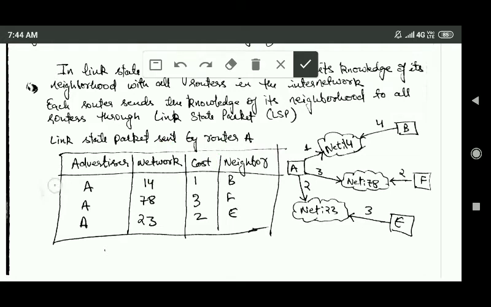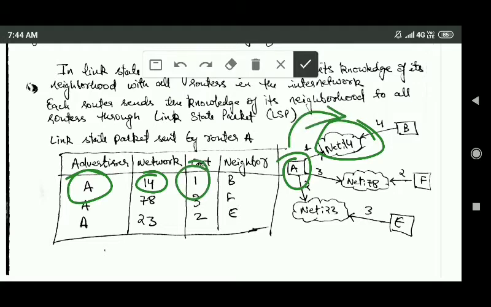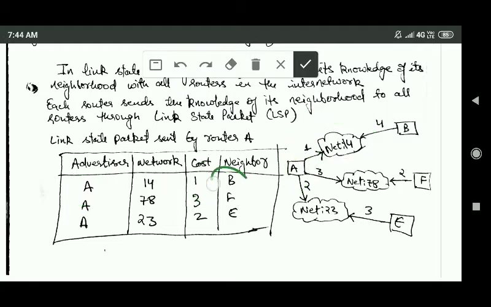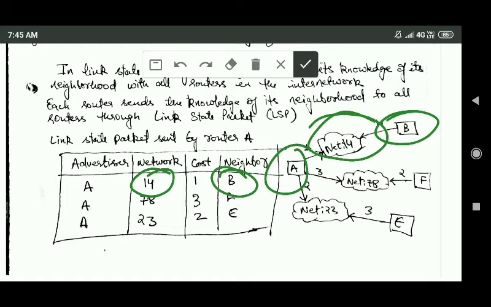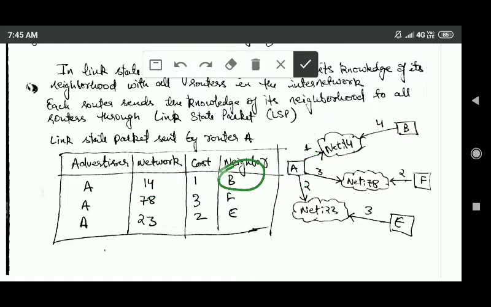See the first entry. First entry shows that this router A is connected to the network 14, and the cost of sending a packet from router A to this network 14 is 1 unit, right? And its neighbor is B, because A and B both have a direct link to the network with network ID 14, so its neighbor is B, right? Similarly, see the second entry.